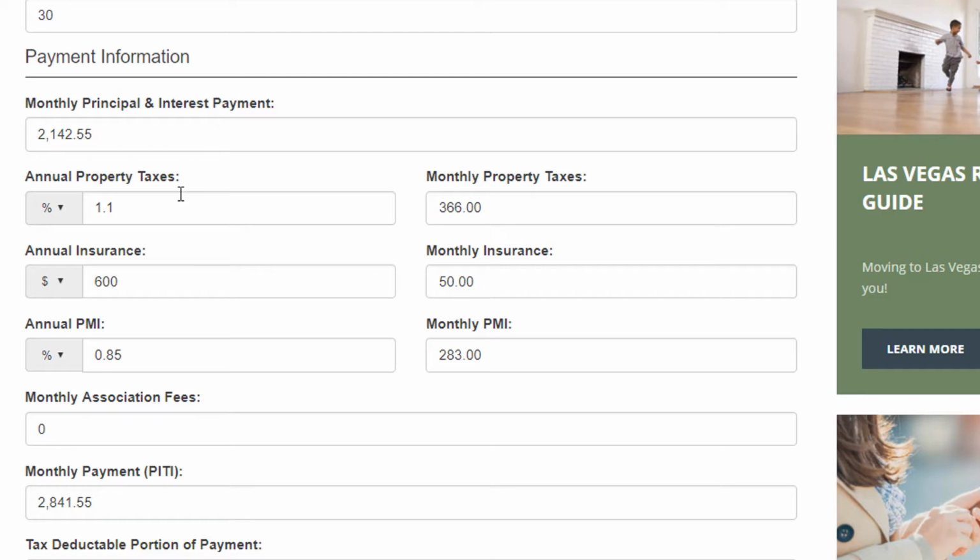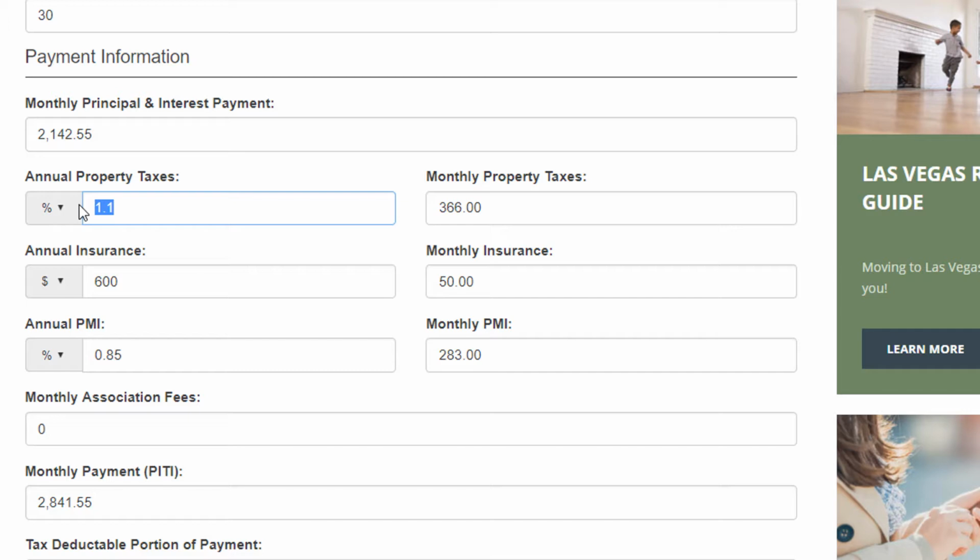So now let's take a look at the annual property taxes. I'm going to use Las Vegas, Nevada's property tax rate as an example. If you want to find out what your property tax is in your area, please contact your trusted real estate advisor. If you don't have one, please let me know. I'm happy to put you in touch with the top agent in your area. Or you can also simply Google what the current property tax rate is in your city.